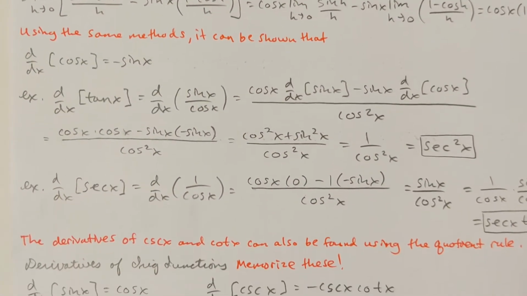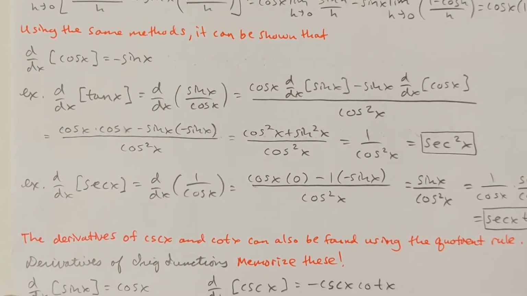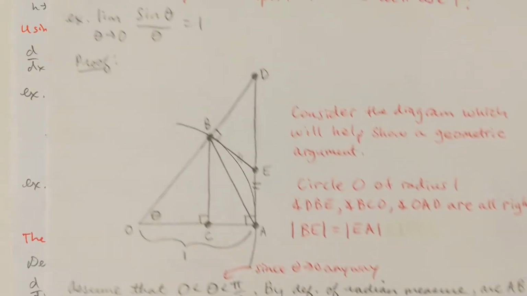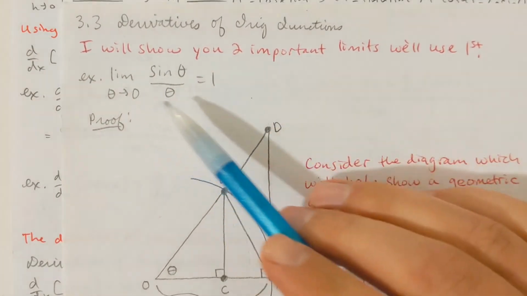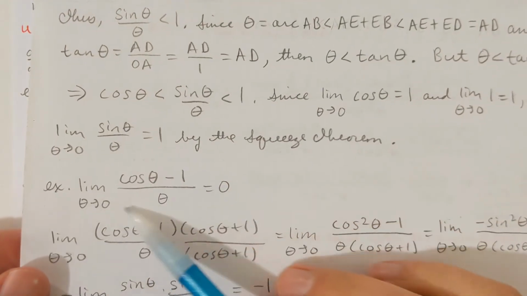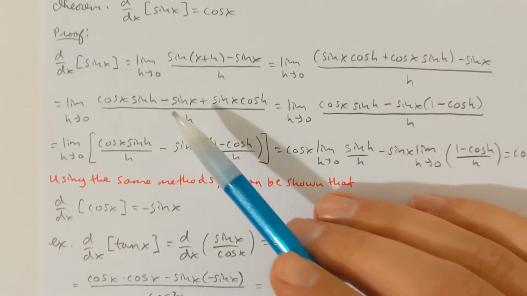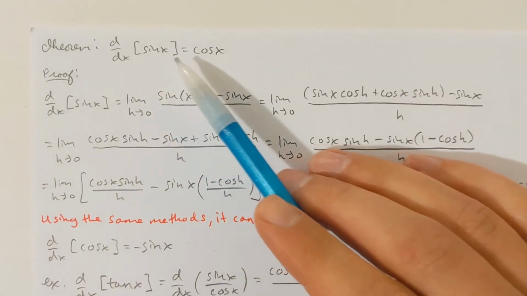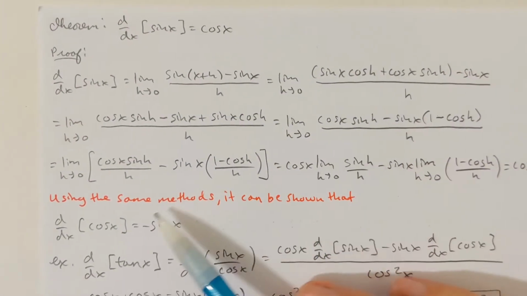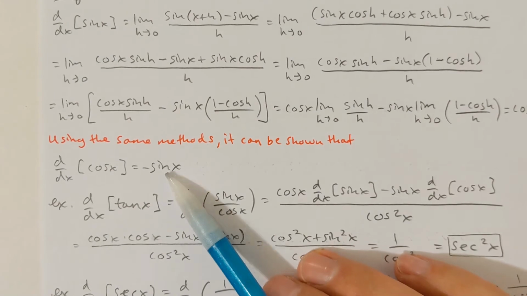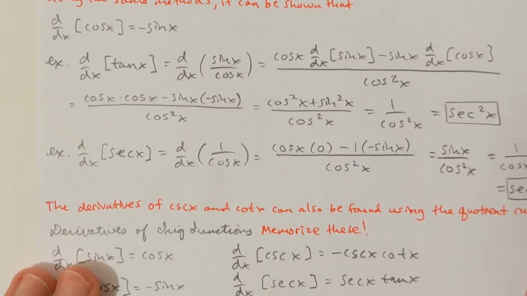All right, I wanted to finish up section 3.3. We're talking about the derivatives of the trig functions. In the previous video, I had shown you two limit calculations that we needed to know in order to be able to prove that the derivative of sine x is cosine x. Using similar methods, you can show that the derivative of cosine x is negative sine x. Okay, and that's where we had left off here.